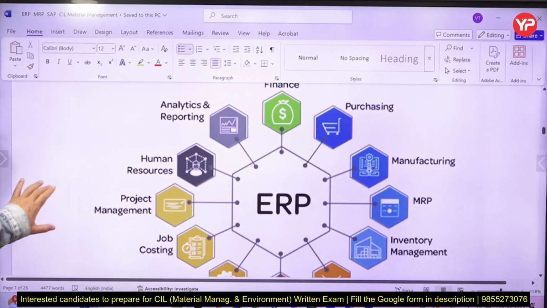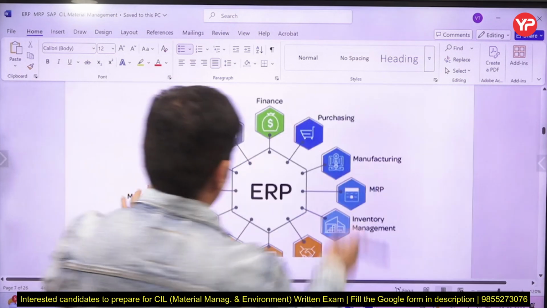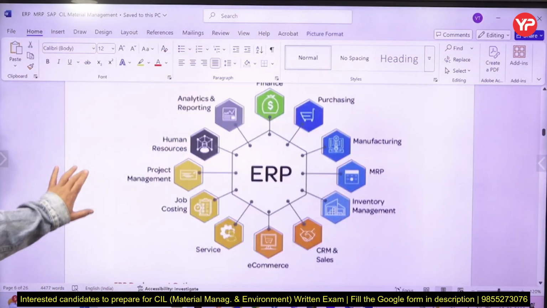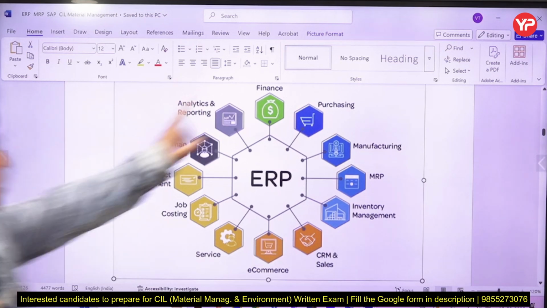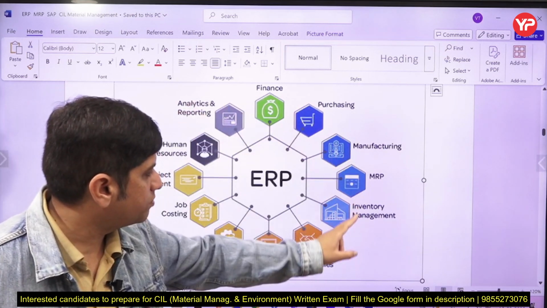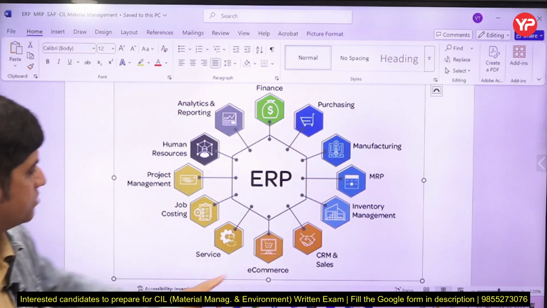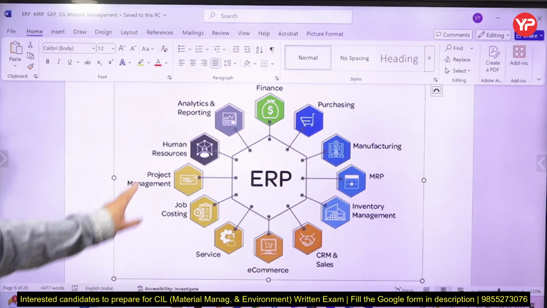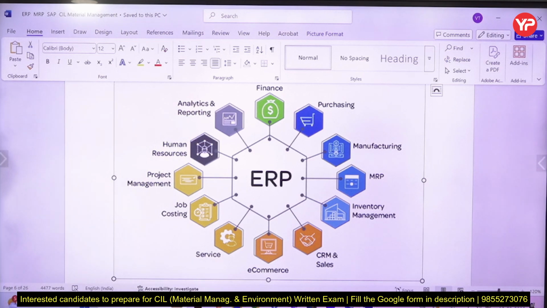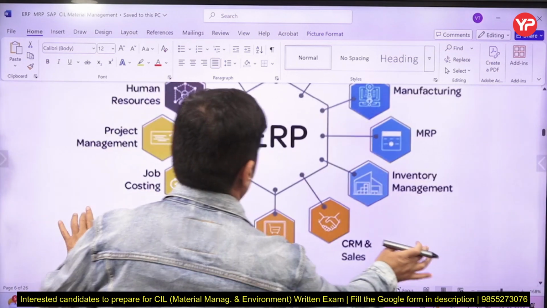Now, let me share with you the image which is telling you what kind of different modules ERP can provide you. Finance, purchase, manufacturing, material requirement planning, inventory management, customer relation management, e-commerce, services, job costing, project management, human resource, analytic reporting. So you name any department and ERP has a specific module for that. There is a specific module which ERP gives you for each of these activities. Right? So these are the modules which are provided by ERP.